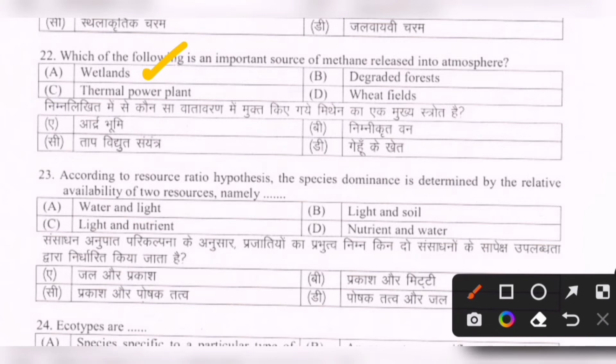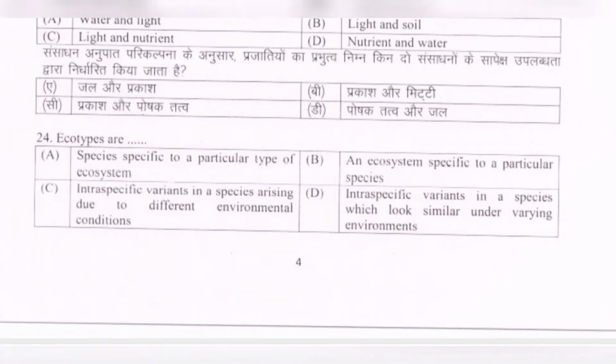According to resource ratio hypothesis, the species dominance is determined by the relative availability of two resources, namely. Options are water and light, light and soil, light and nutrient, nutrient and water. The correct option is, for this question also something went wrong while framing this question. So marks will be given to all the candidates. So next question.